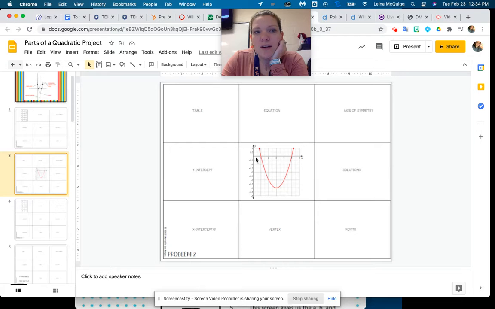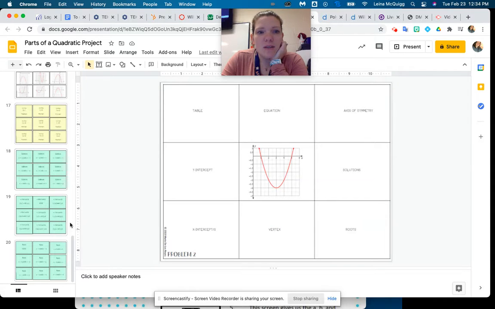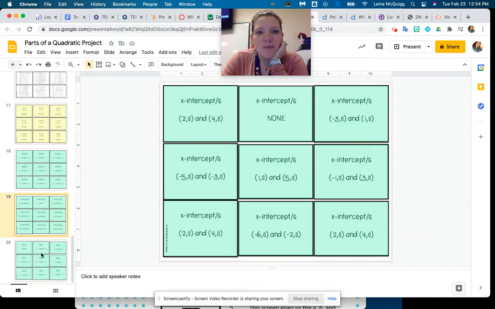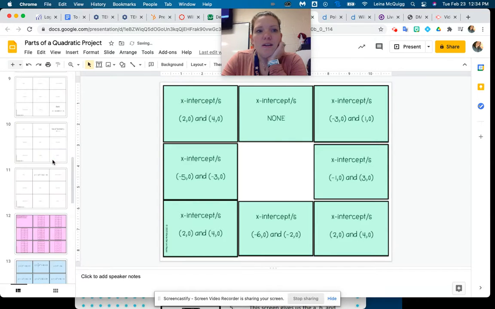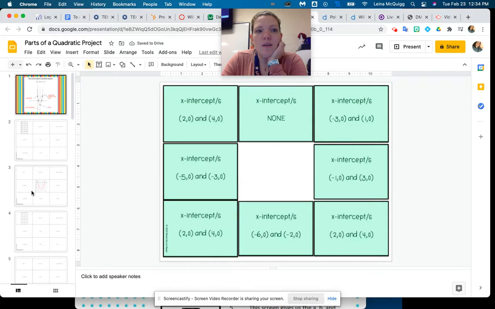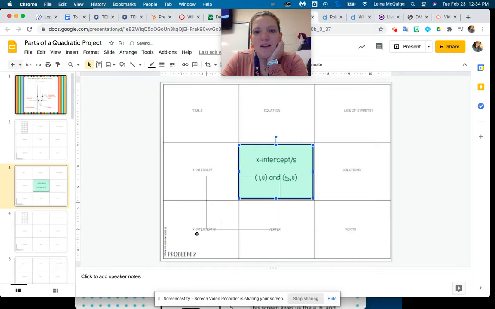So I can look at my graph here and I can see that this crosses at 1, 2, 3, 4, and 5. So 1 and 5. So I'm going to come down here until I find the one that says x-intercepts. And I'm going to find the one that says 1 and 5. Here we go. We're going to right click and cut. And then come up here to number 3 that we were on. We're going to right click and paste. And this guy goes right here on x-intercepts.